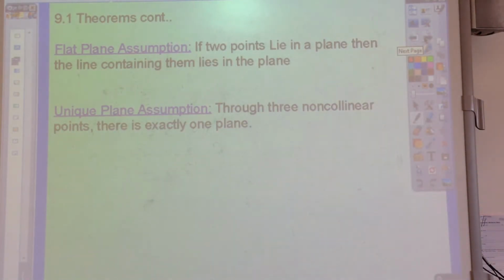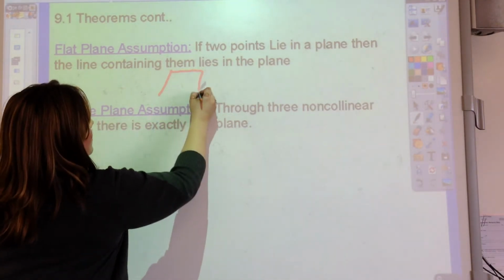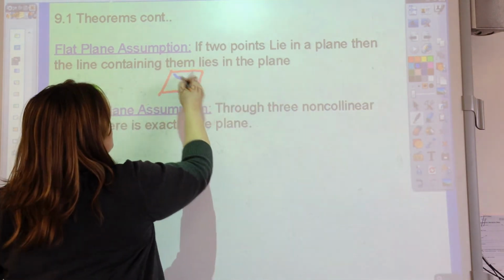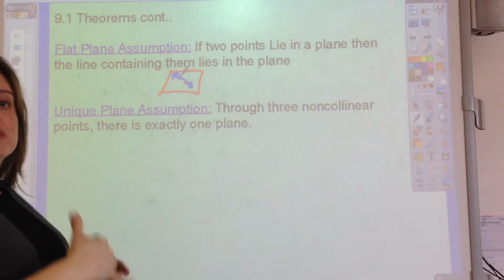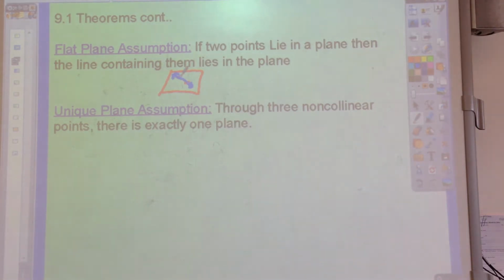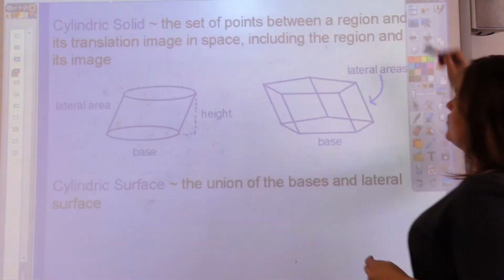We have a flat plane assumption. If you have 2 points lying on the plane, then a line containing both of them also lies in the plane. This one makes pretty good sense. If I have a plane and 2 points in it, any line that contains those 2 points is going to have to be inside my plane. And last but not least, the unique plane assumption: through 3 noncollinear points, there is exactly one plane. All right, let's move on.